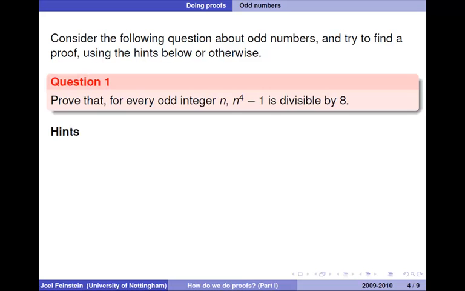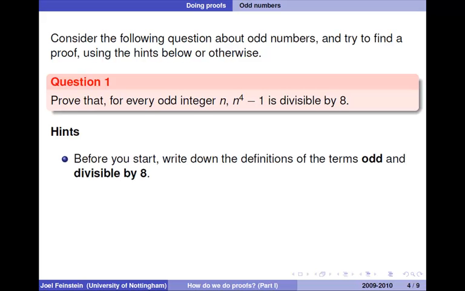So here's the question. You have to prove that for every odd integer n, n^4 - 1 is divisible by 8. Now, as it turns out, in fact, it has to be divisible by 16, which is better. But I'm not asking you to prove that. That's an additional challenge. If you succeed in proving it's divisible by 8, then you can have a further think and see whether you can prove that it's divisible by 16.